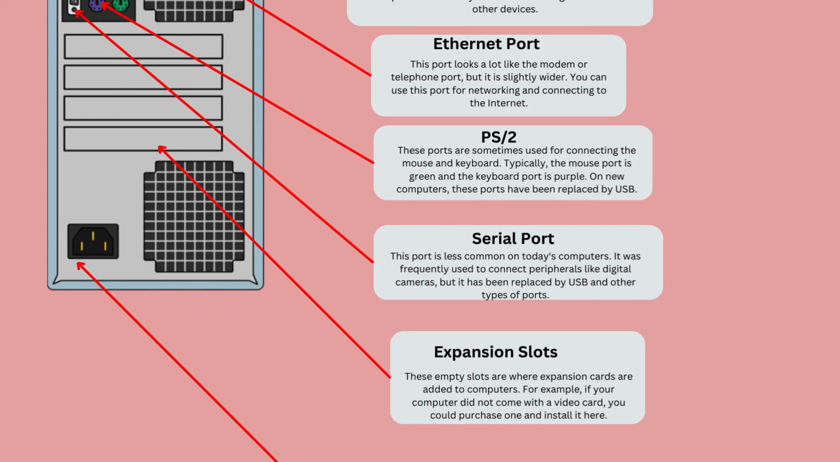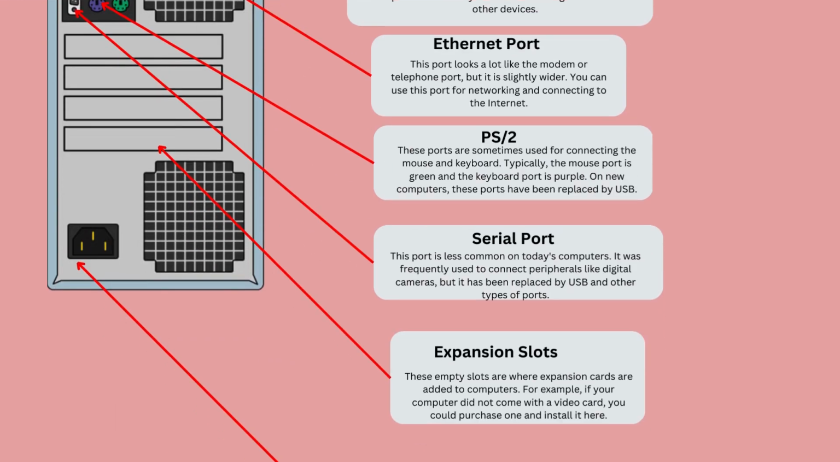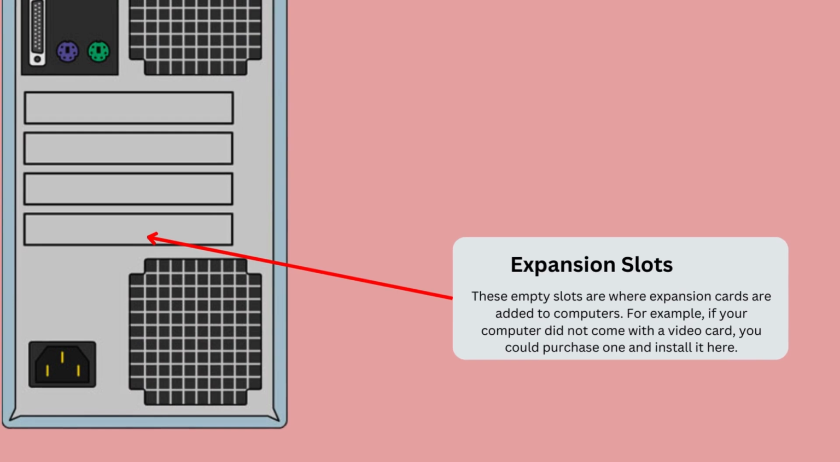At the back, we also have the serial ports. This port is less common on today's computers. It was frequently used to connect peripherals like digital cameras, but it has been replaced by USB and other types of ports. On the back, we also have the expansion ports.